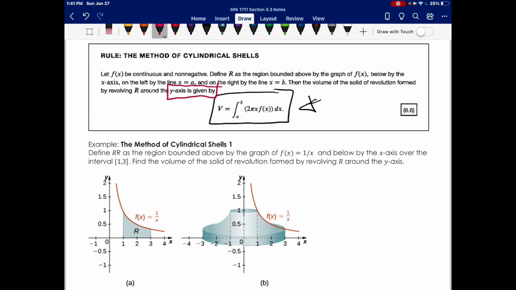And now remember, this is when we are rotating around the y-axis. So we have to make sure that we keep that in mind. With cylindrical shells, it's different. It's the opposite of the disk and the washer method.